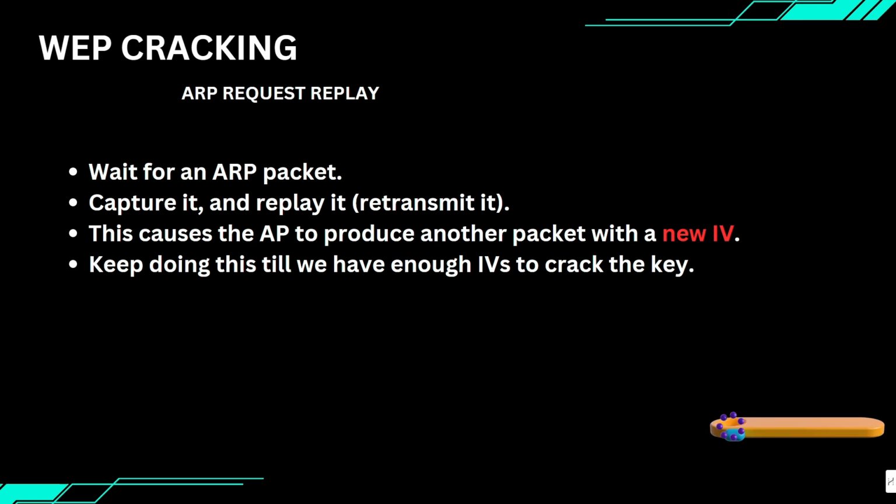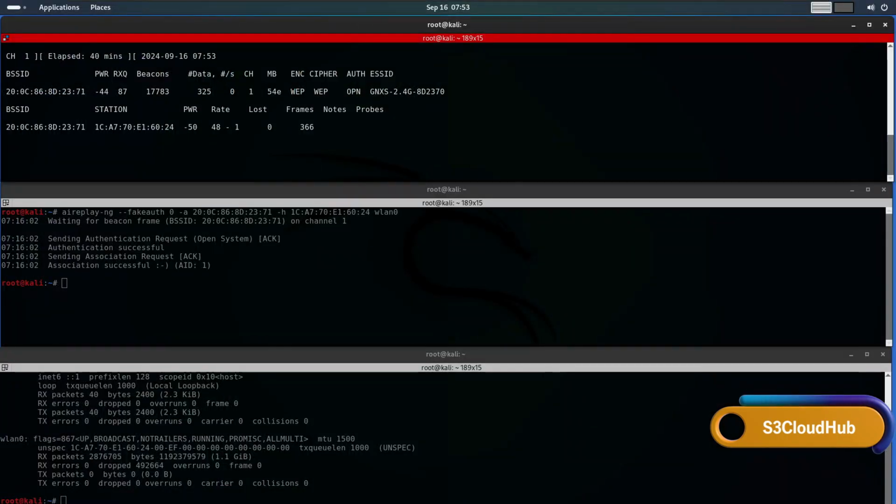Here is how it works. We wait for an ARP packet. Don't worry, I will explain ARP in more detail later on. For now, just know it is a special type of network packet we are looking for. Once this packet is transmitted on the network, we capture it and retransmit it. This forces the router to create a new packet with a new IV. And by repeating this process, we continuously force the router to generate new packets with new IVs. Once we have enough data, enough IVs, we can run aircrack-ng just like we did before.